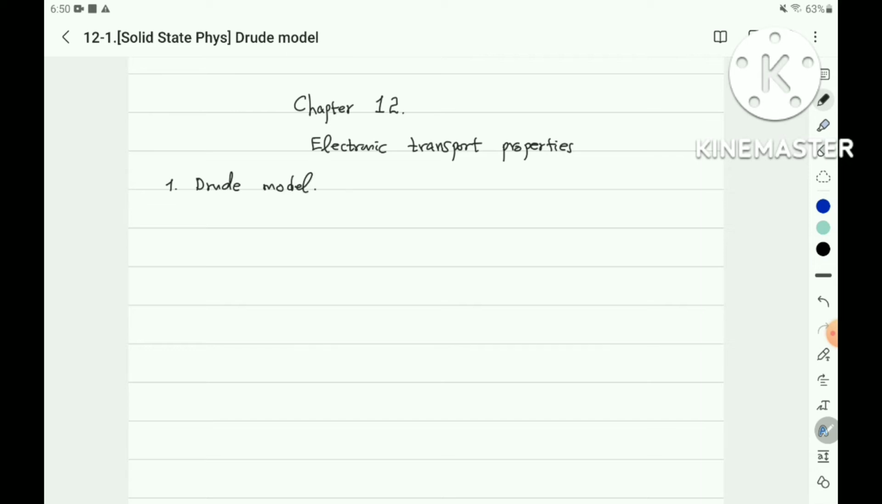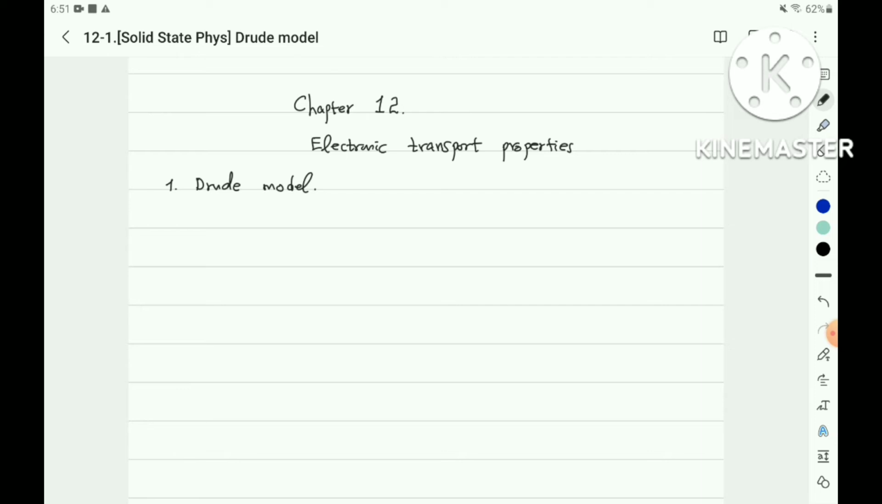Electronic transport properties are important in the Drude model, and secondly, the Sommerfeld model. In our textbook, the Sommerfeld model is discussed in the thermal transport properties, because the Sommerfeld model calculates the electron heat capacity. Therefore, we can go back to the Sommerfeld model in the heat capacity chapter.